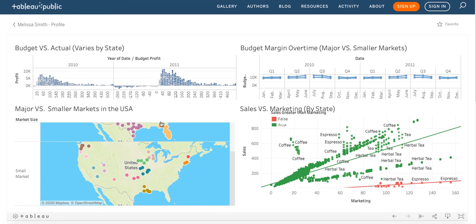So we go down to the bottom left, and these are major and smaller markets within the USA. We had this one talking about consisting of states. We have this one talking about just the general idea of major and smaller markets. And then we have this one, which ties the two together, major versus smaller markets in the USA, varying. Basically the USA consists of states, so I just thought it tied in these two categories.